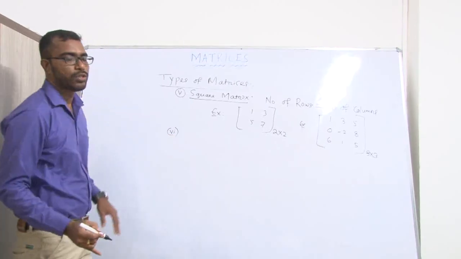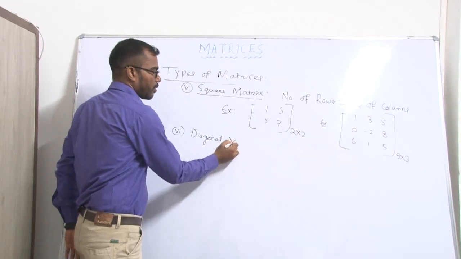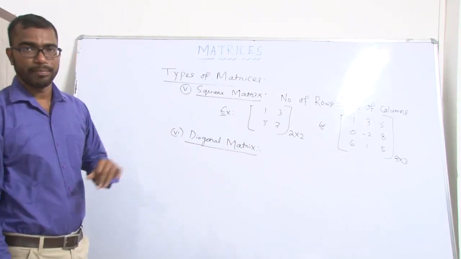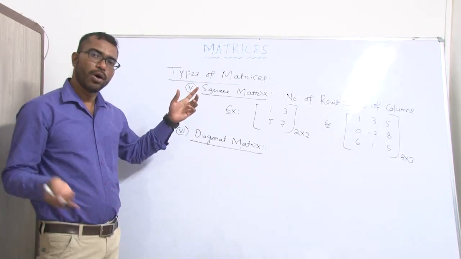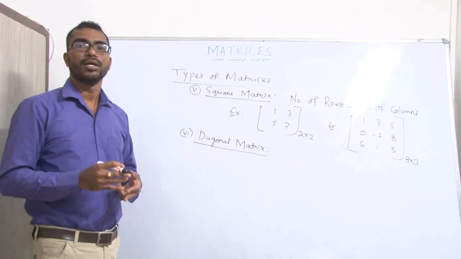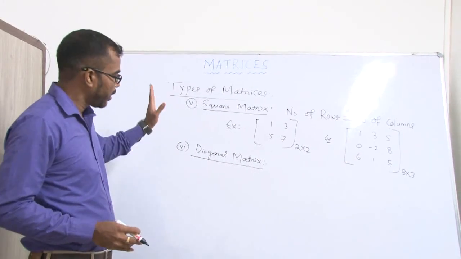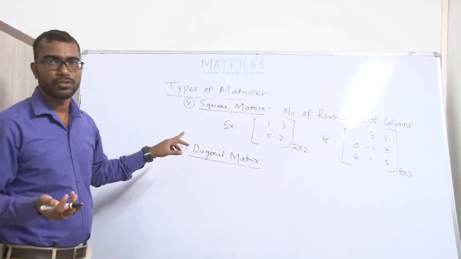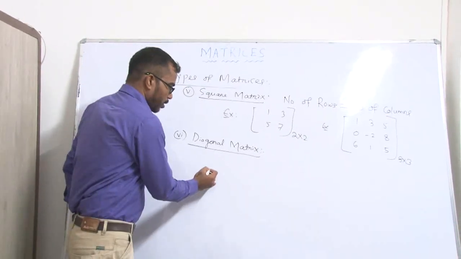Next, sixth type of matrix is diagonal matrix. Diagonal matrix is also a square matrix if its diagonal elements are non-zero and other elements are 0. So it is called diagonal matrix. So we can write, a square matrix is said to be diagonal matrix if its diagonal elements are non-zero and other elements are 0. Here are some examples.